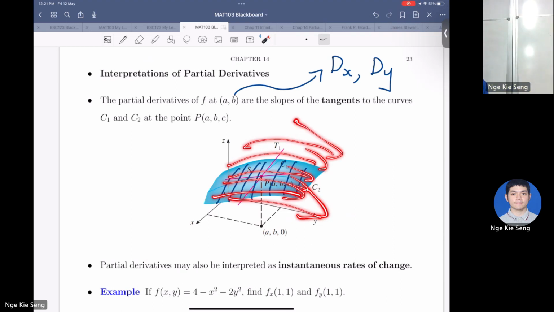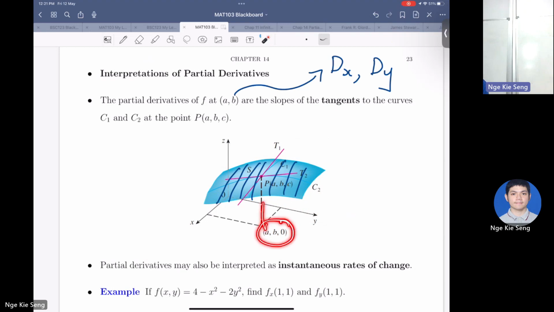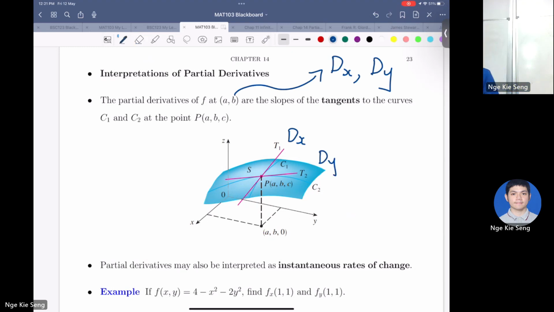Make sense? But now we want to fix a point (a, b). So (a, b) is here. You look at the one that moves along the x-axis and the one that moves along the y-axis. The y-axis is this way, the x-axis is this way. So T1 corresponds to dx and T2 corresponds to dy. Make sense? Question? Okay, so far nothing special here.